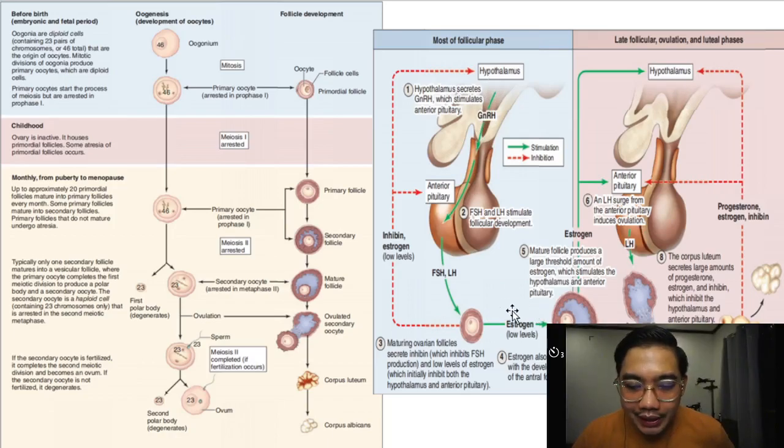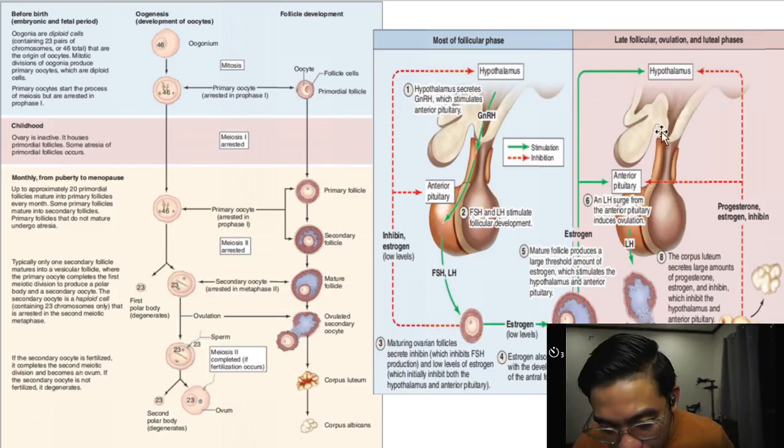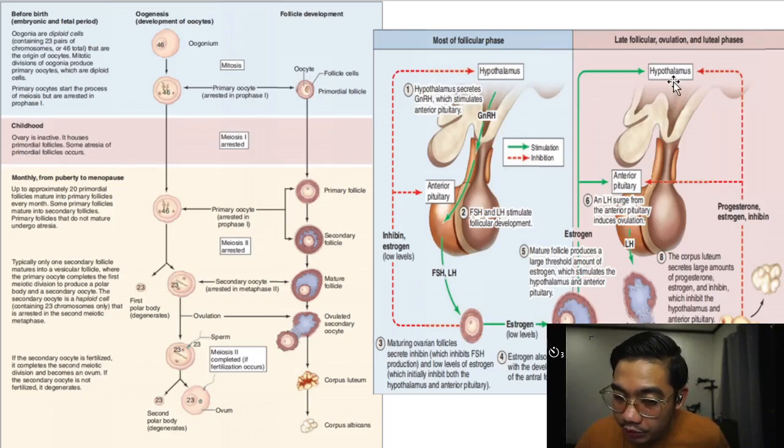So it increases because the anterior pituitary keeps producing FSH, meaning your follicles will produce more estrogen. And then with so much estrogen, your hypothalamus will detect it. It will tell your pituitary that it can stop producing FSH because there is already a lot of estrogen, because the hypothalamus knows that estrogen is a byproduct of FSH, no?